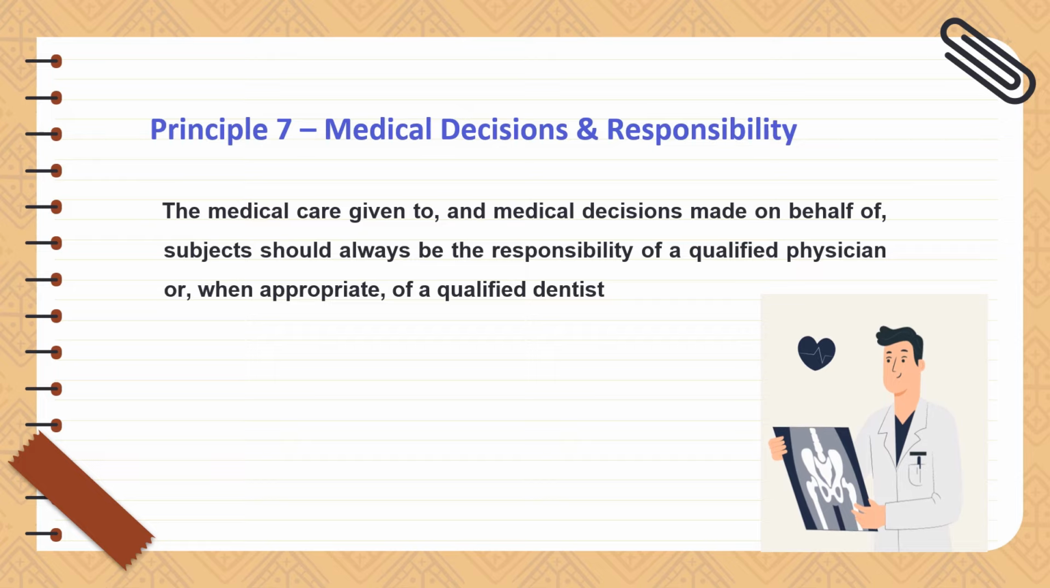Next is principle 7. So medical decisions and responsibility. Medical care given to and medical decisions made on behalf of the subject should be the responsibility of a qualified physician or, wherever applicable, a qualified dentist. So whenever you conduct a clinical trial, it is to be conducted under a qualified medical professional. Okay, so he should be a qualified physician or a dentist. A member with a non-scientific, non-medical background cannot lead the clinical trial because he won't be able to judge the correct medical decision and take the responsibility. So that is principle 7.